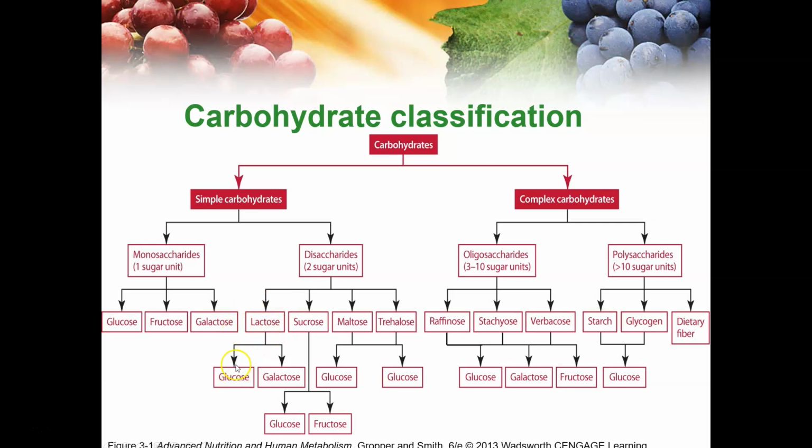Lactose consists of glucose and galactose, and the link is a beta bond. Sucrose consists of glucose and fructose, and we don't refer to the bond as either alpha or beta. The oligosaccharides, raffinose, stachyose, and verbascose, remember, consisted of glucose and fructose and galactose, with raffinose having one galactose, stachyose having two, and verbascose having three.